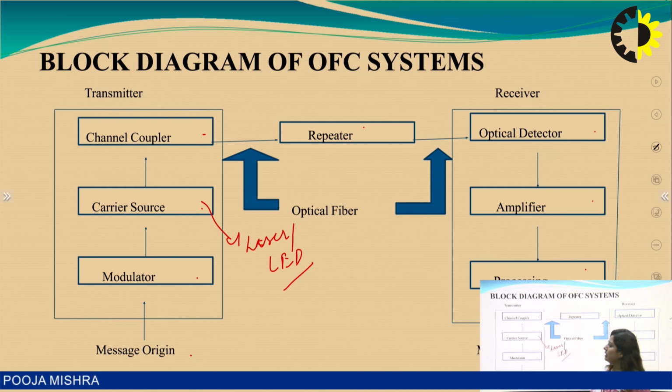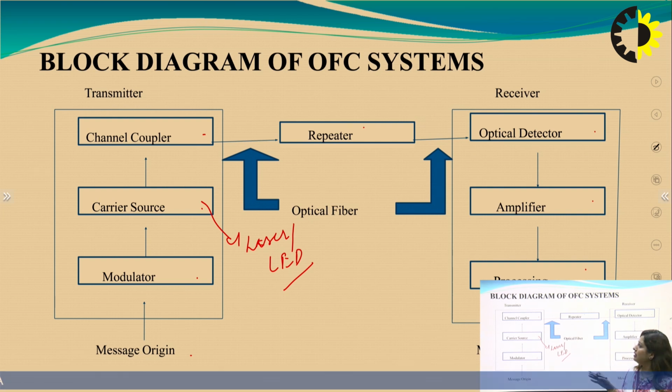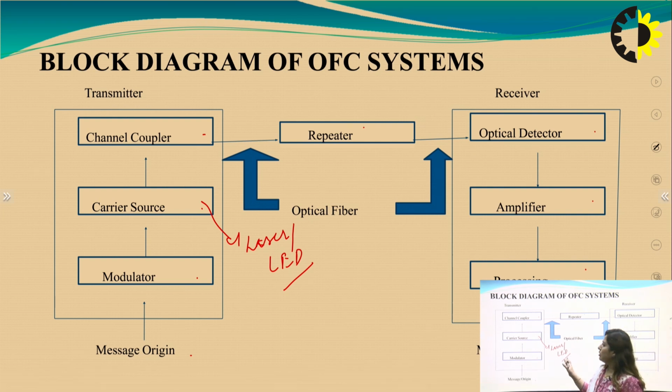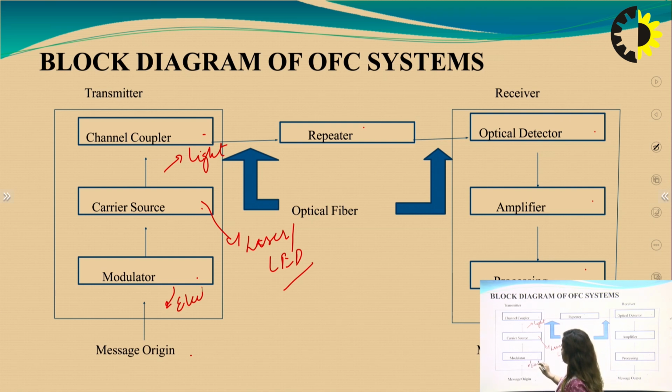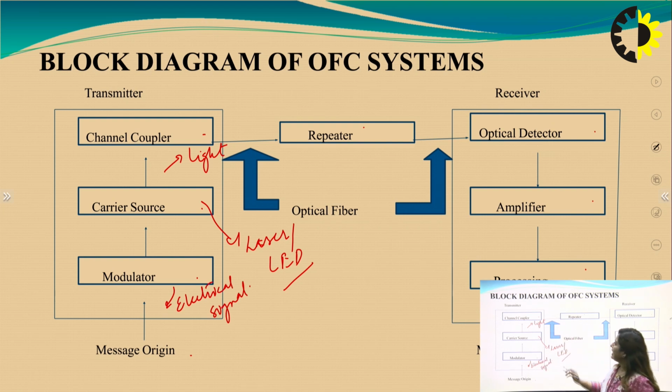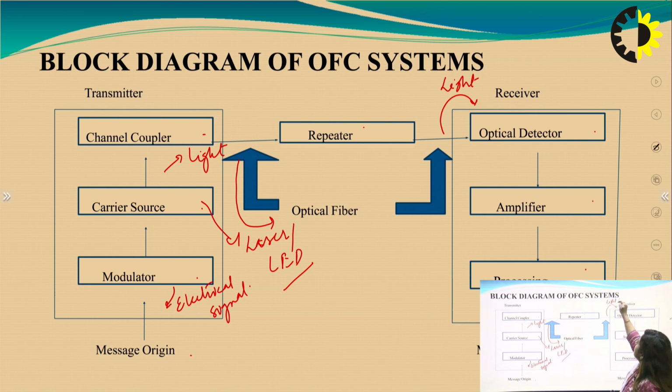These two types of sources we use in an optical fiber communication system. Then we have a channel coupler which couples the light to the optical fiber. From the laser or LED, we usually get light. Before the modulator, we have an electrical signal. So the light will now transmit through the optical fiber using various repeaters in between the optical fiber to increase the signal level. We receive the light at the optical detector.